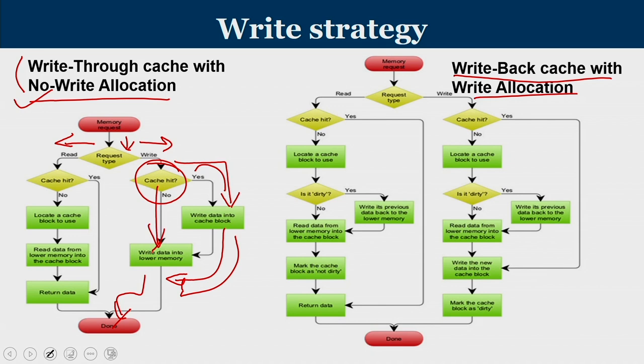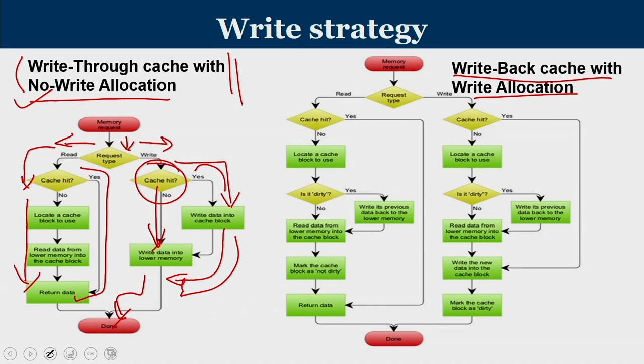Now, if the operation is read, you see whether it is a cache hit or not. Yes, you return the data. No, you locate a cache block to use. Read data from lower memory into the cache block, that is what you do in a read miss, and then you return the data. This is exactly what happens in a write through cache with no write allocate.